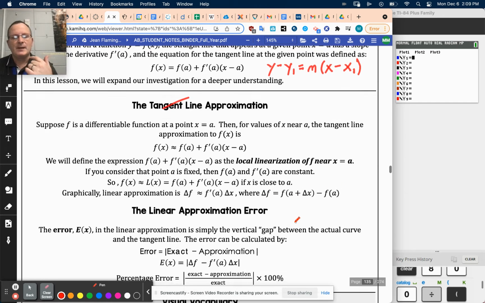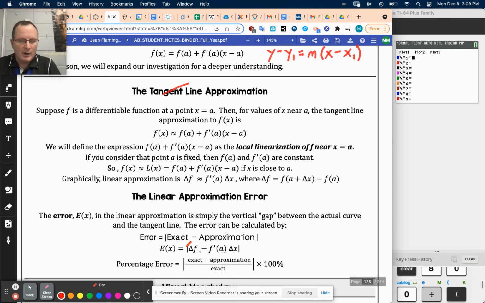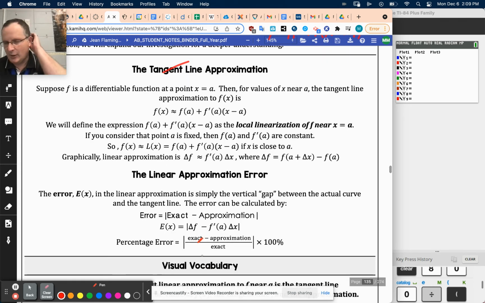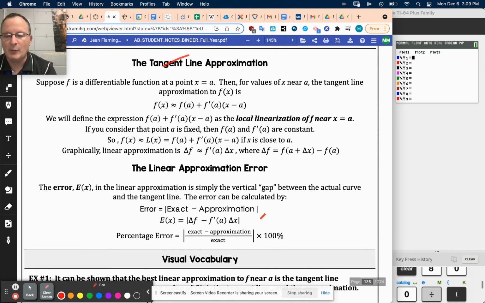All right. And so why do we want that? Well, because then we can find an error by finding what was the actual change in the function and what was the approximated change in the function. And if you do a percent error, it's always the change over what the original was. So the original will be considered our exact, and then times 100, of course, will give you the percentage. All right, we'll work on that.